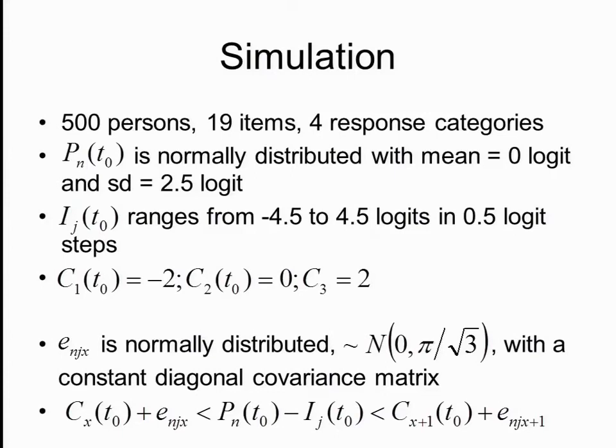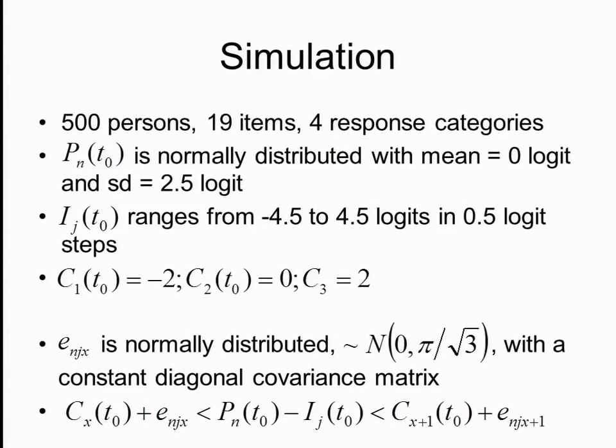And we took the baseline person measure and say it's normally distributed. It has a mean of 0 logits and a standard deviation of 2.5 logits. The item measures range from minus 4.5 to 4.5 in equal steps of 0.5 logits. And the category thresholds are minus 2, 0, and 2 for the 4 categories. Three category thresholds if you have 4 categories.